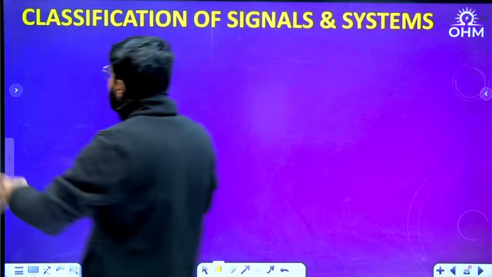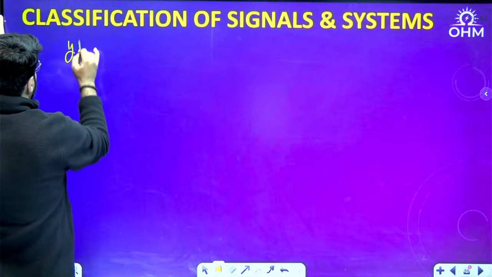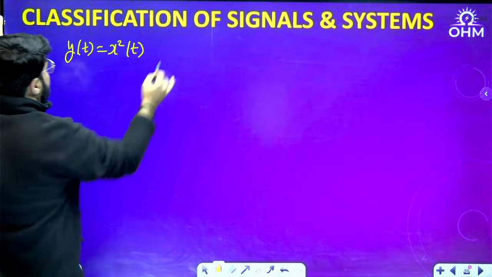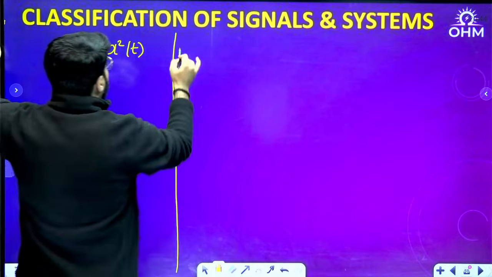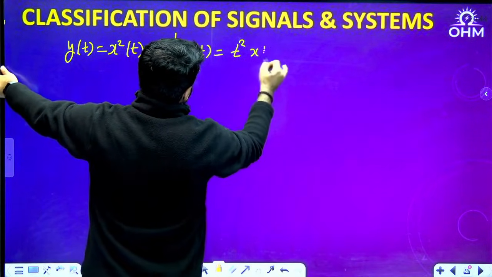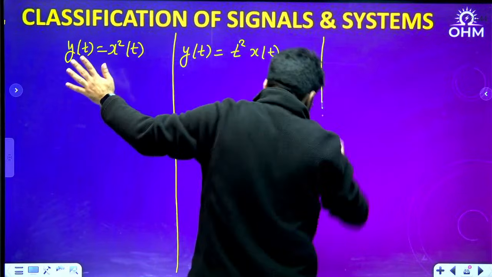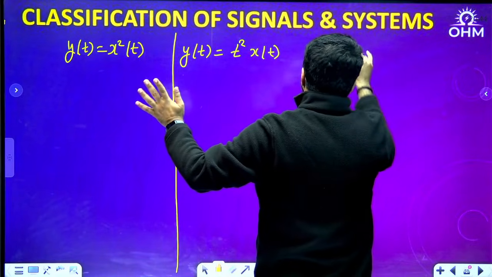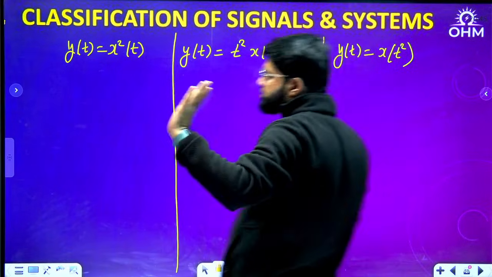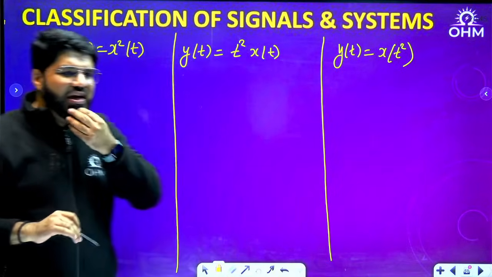Understand this. I will write down 3 cases here. Let me explain this one very clearly: y(t) equal to x square(t). Second, y(t) equal to t square into x(t). And third case, y(t) equal to x of t square. Wherever some explanation is required, I am telling you. Now see this.